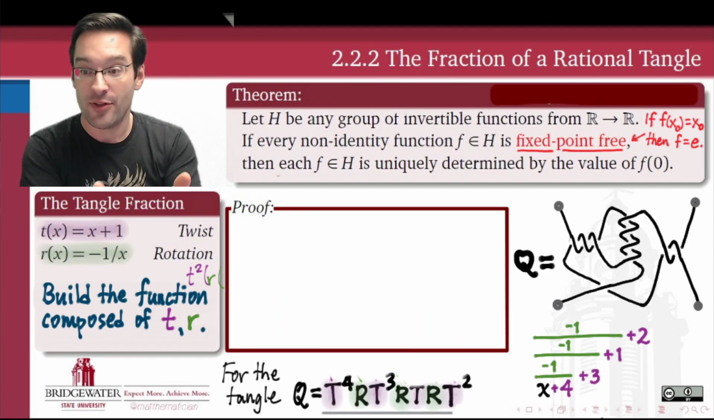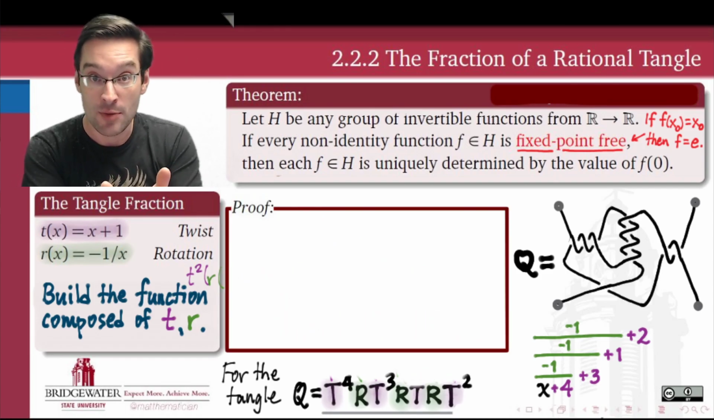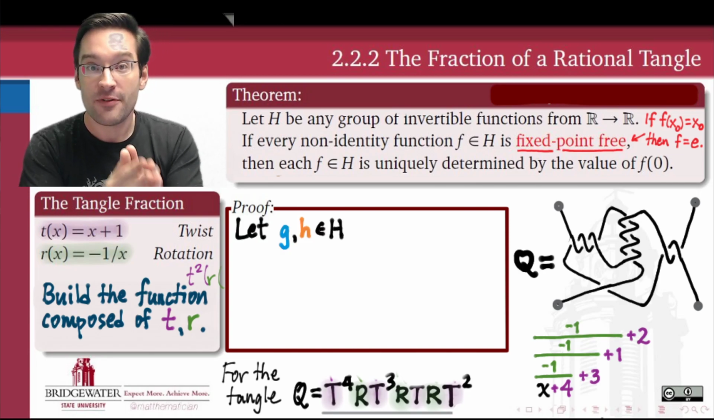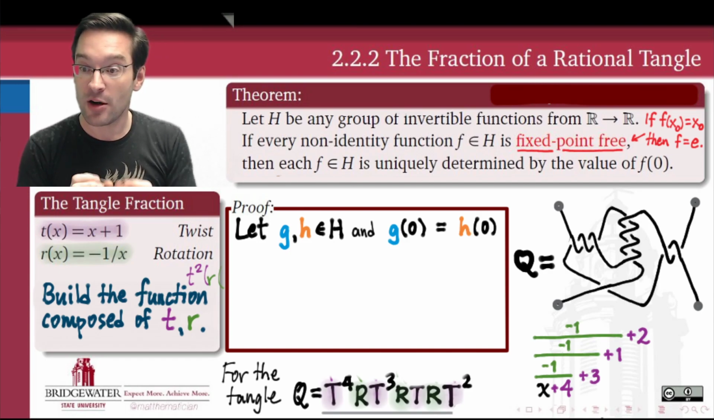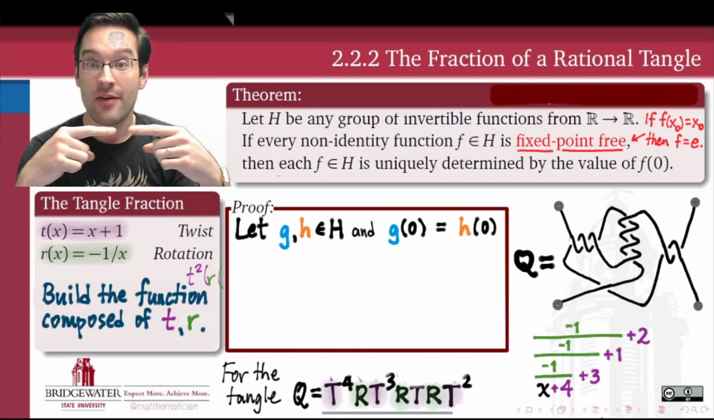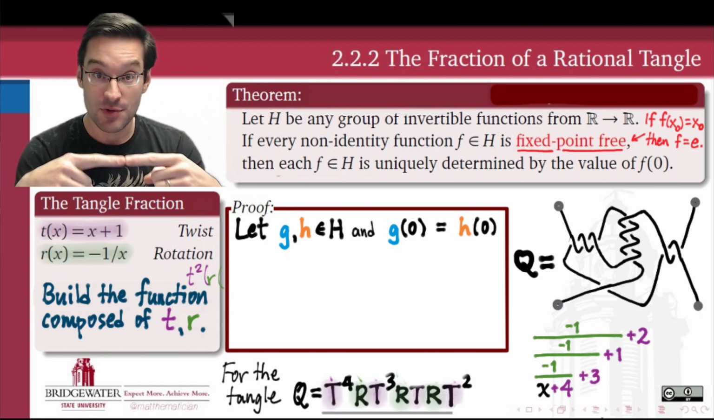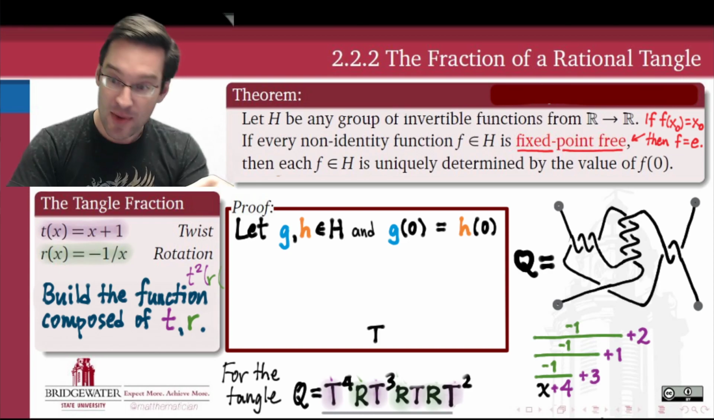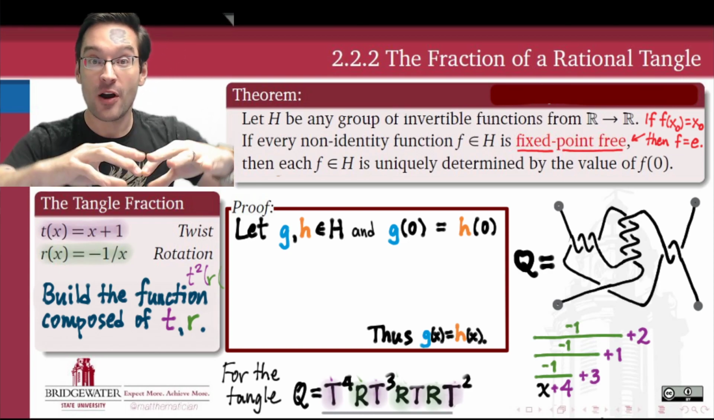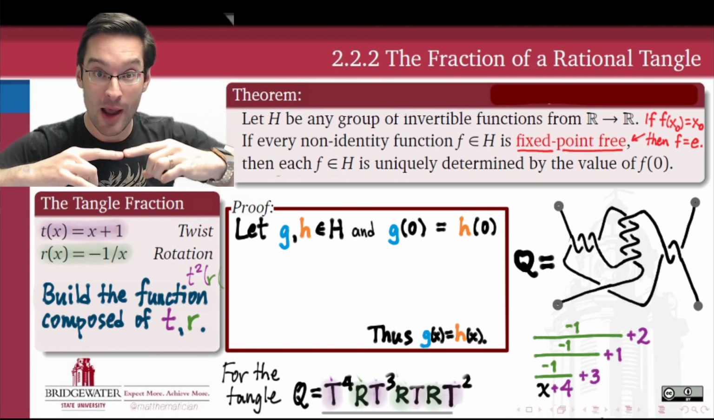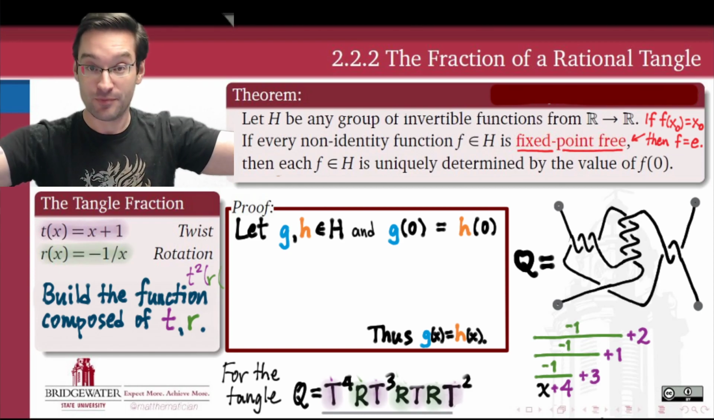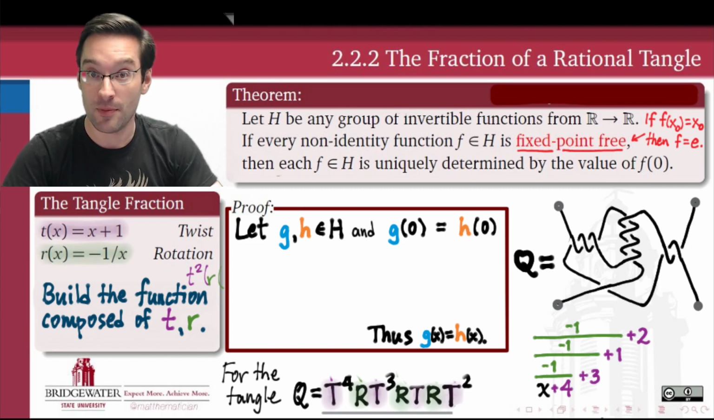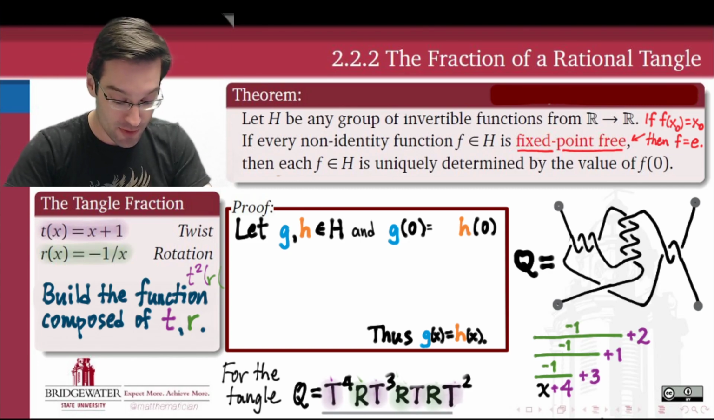Let's prove why this theorem should be true. This is a handy argument in using function algebra. So what I want to show is that if I pick two functions g and h that are a part of my group, and if g and h have the same y-intercept, so if g of 0 is the same as h of 0, then I want to prove that that means that in fact g and h are the same function everywhere. Right? If they have the same y-intercept, then they're going to be the same function everywhere. For all x, g of x equals h of x. That's the burden of proof that I have here. Let's see how the proof works.